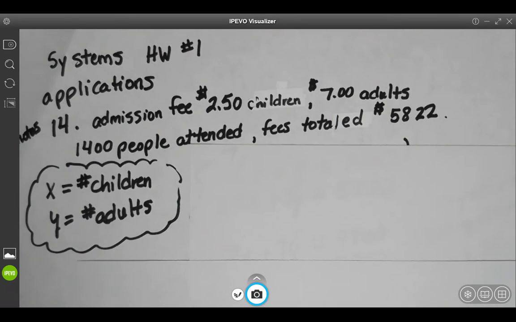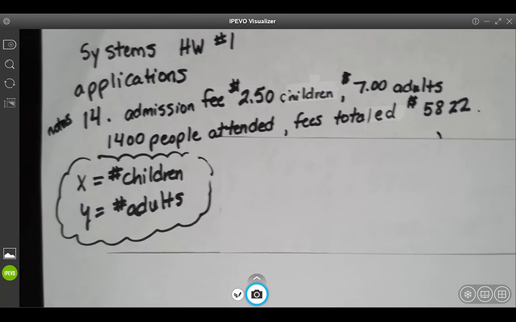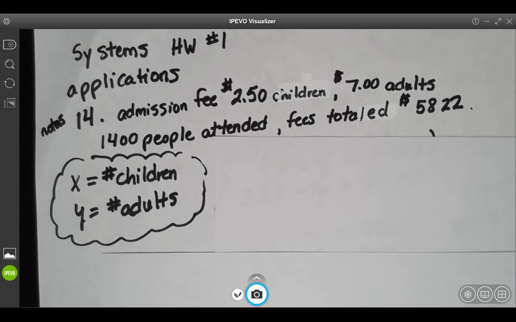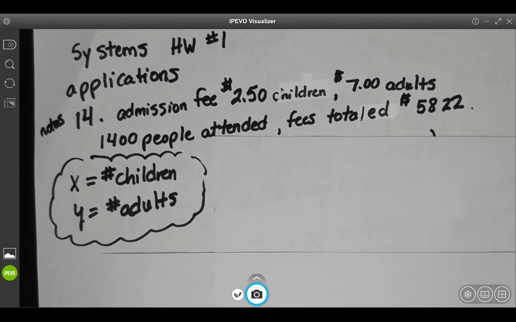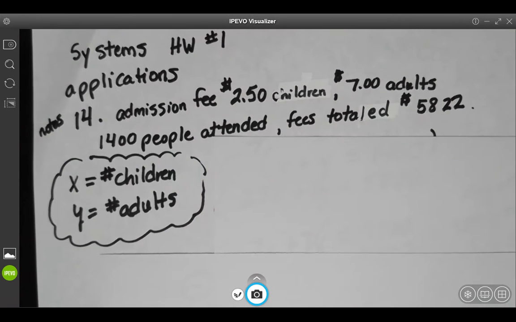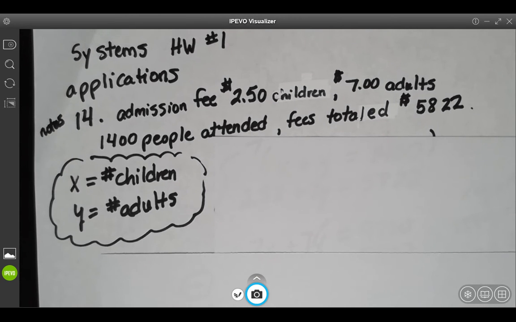Systems of equations, linear equations, looking at some application problems for homework number 1. These are the notes for number 14. Number 14 tells you there's an admission fee of $2.50 for children, $7 for adults. A total of 1,400 people attended, and the total fees, as much money as they took in, was $5,822, and they want to know how many children and how many adults.